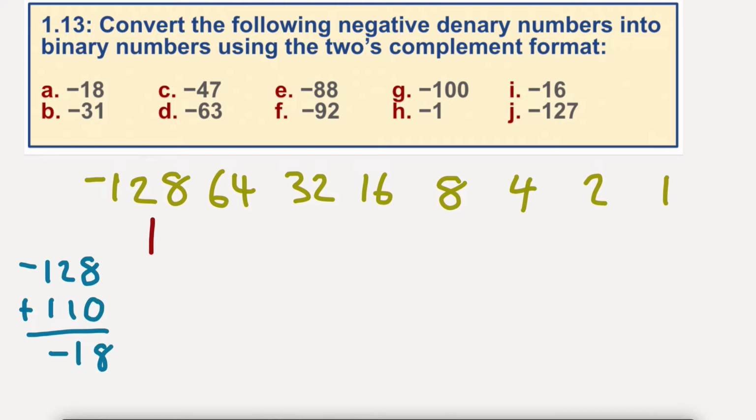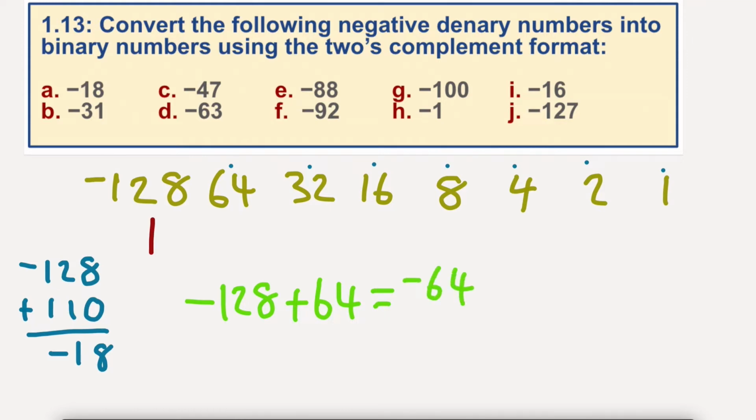So in these numbers here, these are all positive numbers. I've got to add some of these numbers together in order to get from minus 128 up the number line to minus 18. So let's have a little look at this. If I start with minus 128 and I add 64 to it, I'm going to get minus 64.